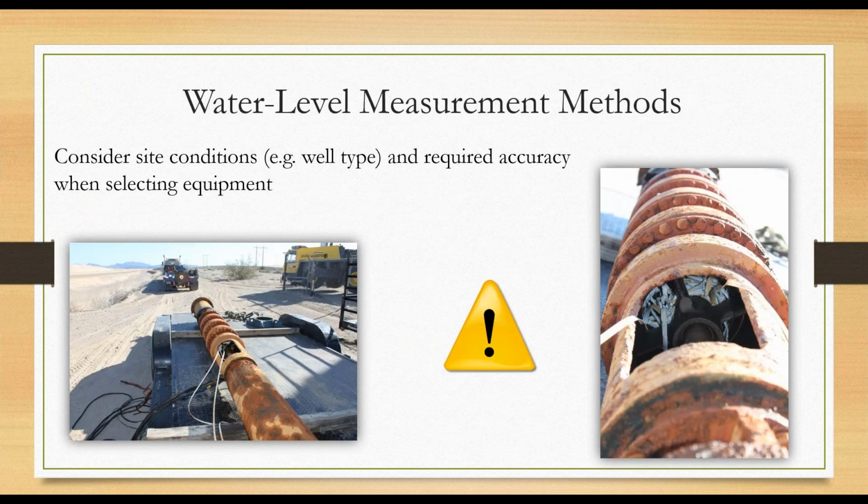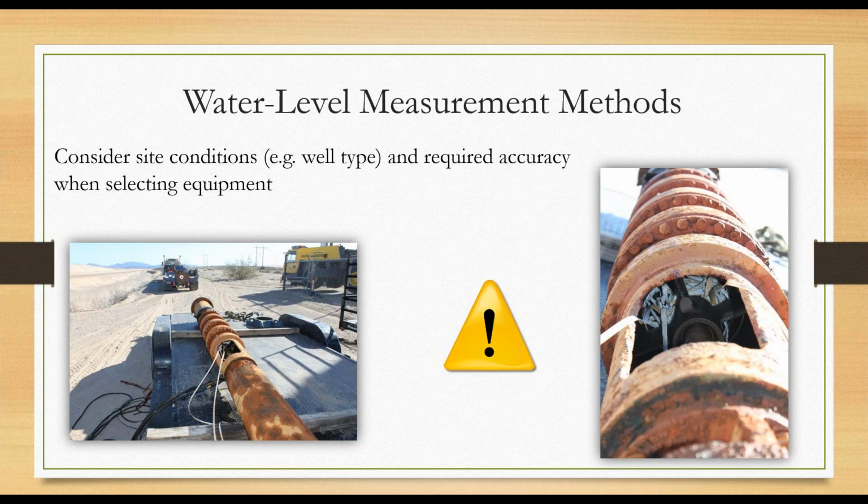When you're selecting the instrumentation or method you're going to use to collect your data, there's a bunch of things that you want to consider. One of the big things is your site condition. You want to make sure that things like your well type and access to the site are considered so that you don't lose equipment or damage equipment or injure anyone in the process of collecting that data. And you also want to consider the required accuracy for your study objectives.